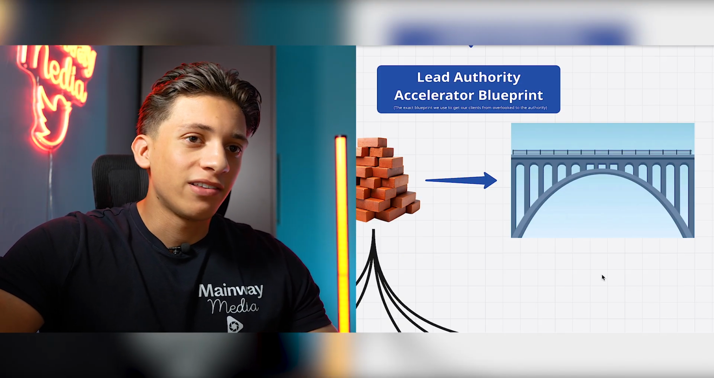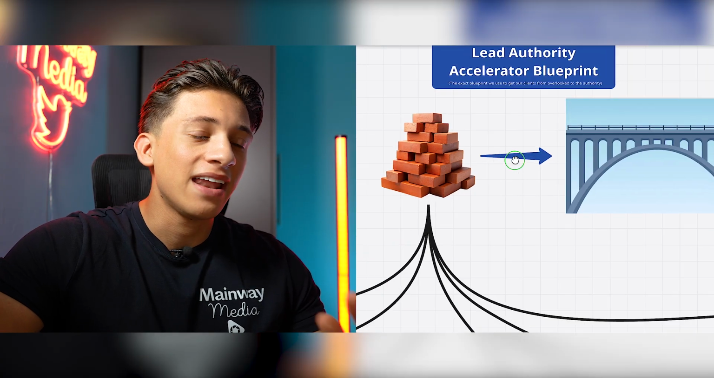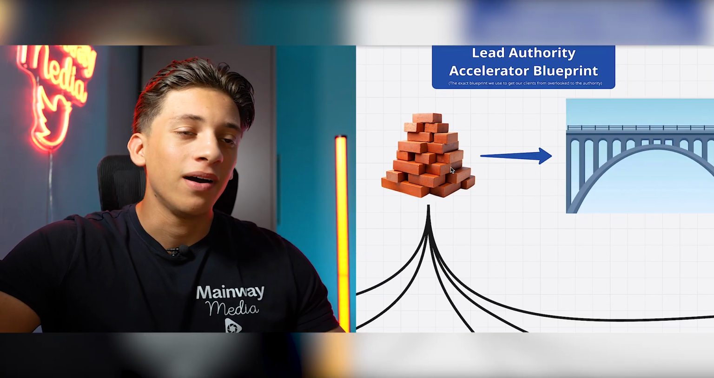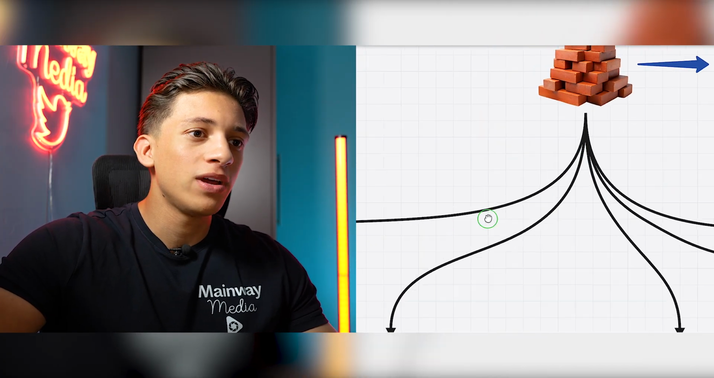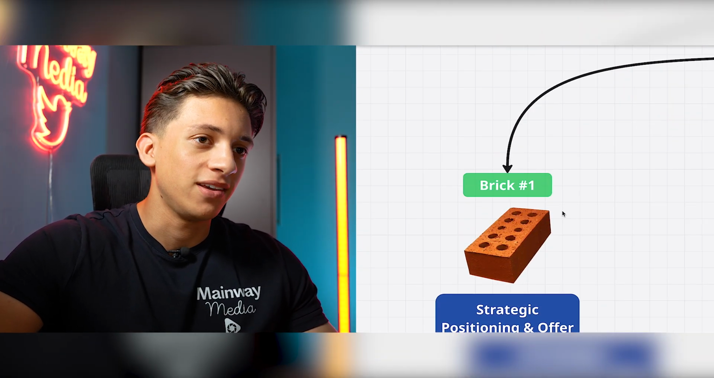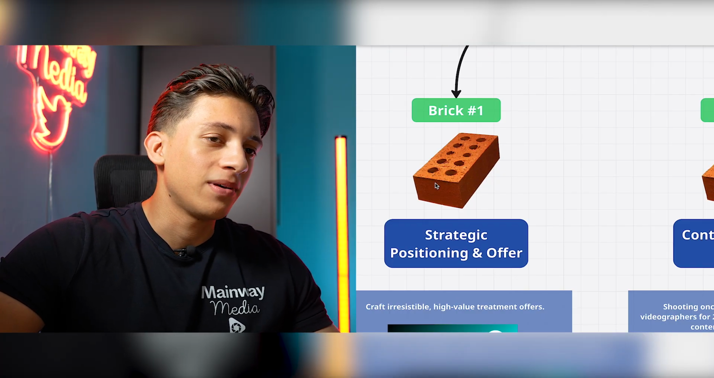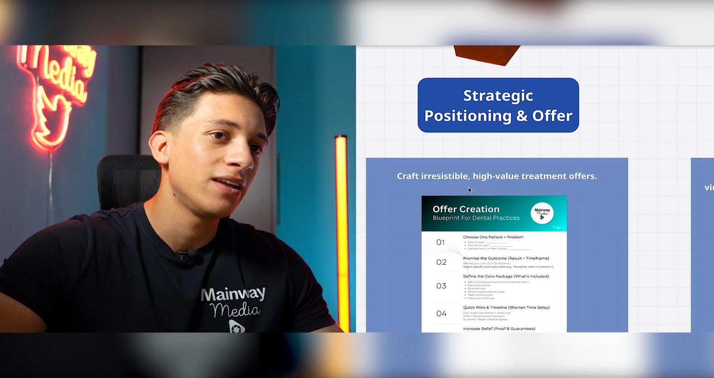The Lead Authority Accelerator Blueprint fixes this bridge. You can see in the middle there, it's fixed, and it fixes it with bricks. But if one brick is missing, the entire system collapses. So we need to dive in detail into each brick, as they're all as important as each other. Brick number one is your strategic positioning and your offer. You want to craft an irresistible and high value treatment offer.